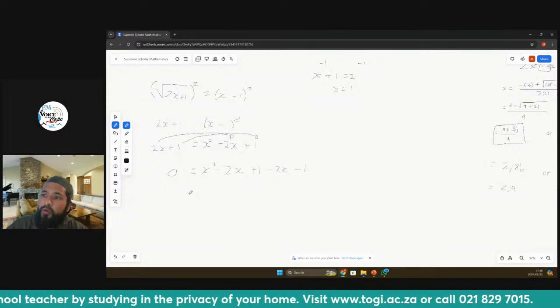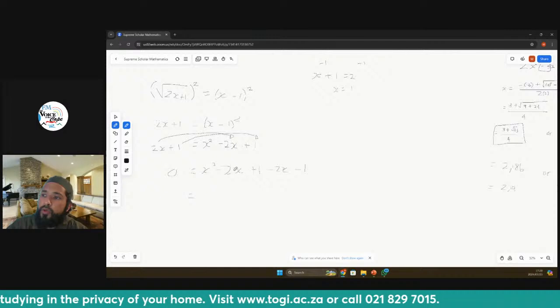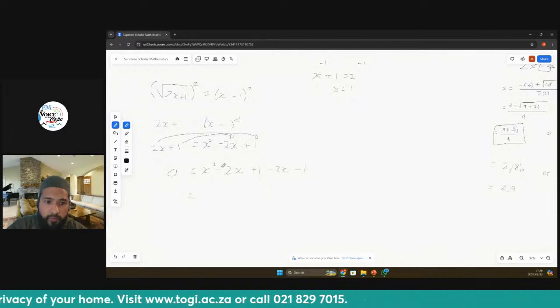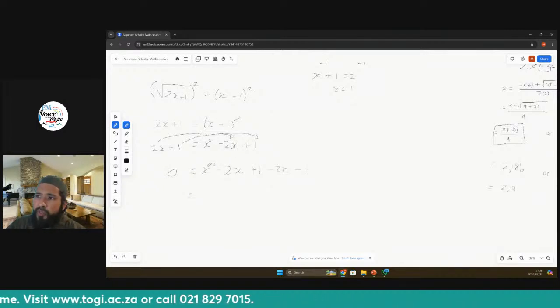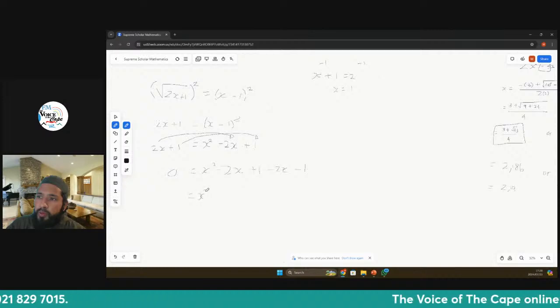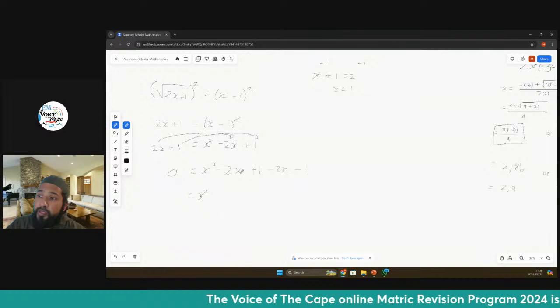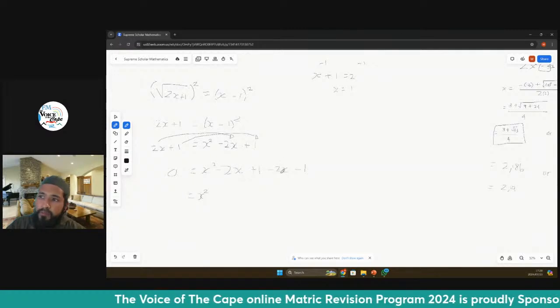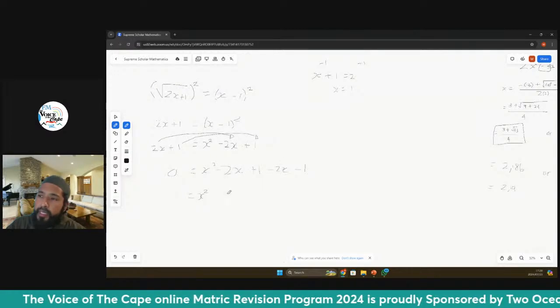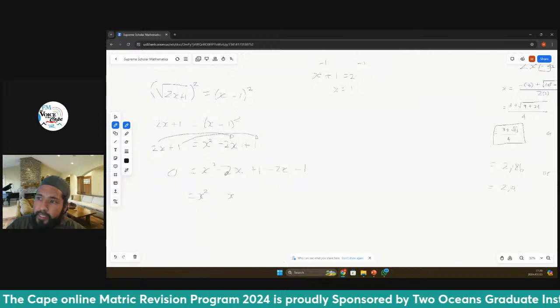And now, all I have to do is sort out the like terms. So I have x squared over here. There's no other x squared, so x squared remains x squared. There's a minus 2x and there's a minus 2x. So that goes together. Why? Because that's the same term, right? So in essence, it's an x over there, but it's going to be minus 2 minus 2.